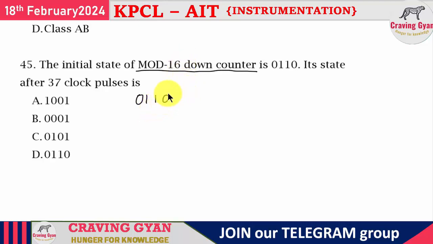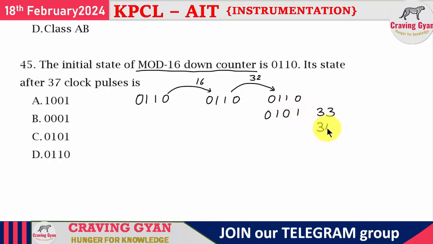So I have finished with the 16 counts. After 16 counts it reads the same value. After a total of 32 counts it is also reading the same value, nothing but 0110. In the 33rd count, what is the value it is reading? It is a down counter. 0110 is 6, 5 means 0101. And in the 34th cycle, it is going to read 0100.